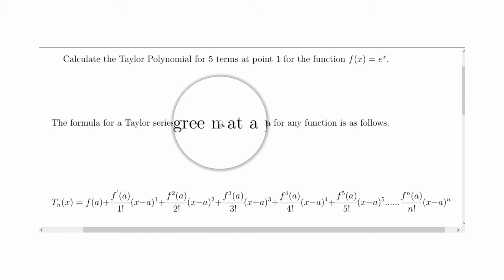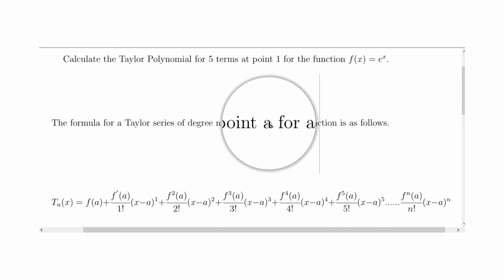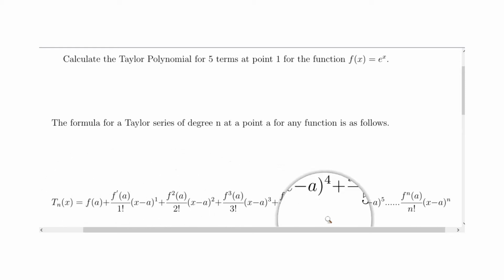So degree n, that is n is 5, at point a is 1, and the function is e to the x. And here we've got the generic formula for Taylor polynomials, which is along the bottom there. Just to explain what it all means, f of a just means the value of the function at that point. So in our case it's the value of the function at 1, so f of 1.